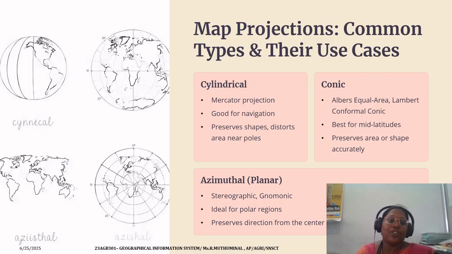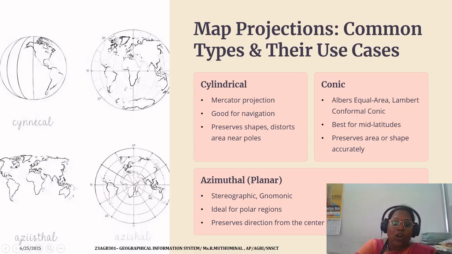So it is usually used at the mid latitudes, as I have shown here in the second drawing. At the mid latitudes, it is the best, and it will help us to preserve the area and the shape very accurately. As you can see here, it is not possible for us to preserve the shape and the area. But if we consider this conic projection, it will help us to preserve them.